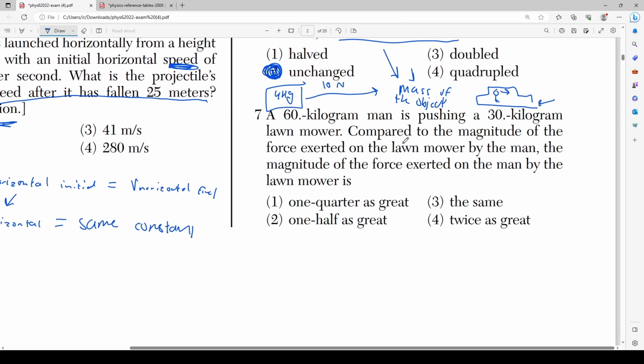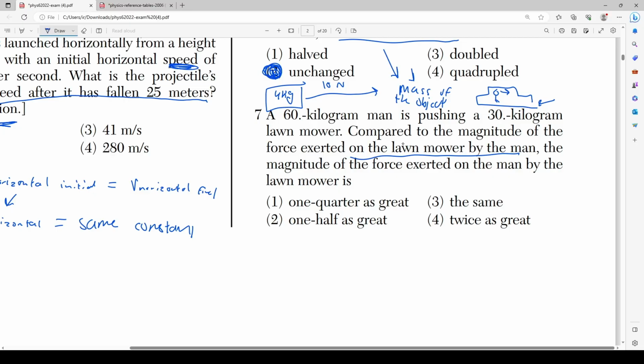Number 7 says a 60 kilogram man is pushing a 30 kilogram lawnmower. Compared to the magnitude of the force exerted on the lawnmower by the man, so compared to the force that the man is putting on the lawnmower, the magnitude of the force exerted on the man by the lawnmower, or in other words, the force that the lawnmower is applying back to the man, is what?